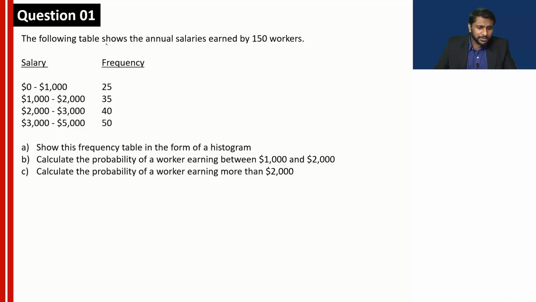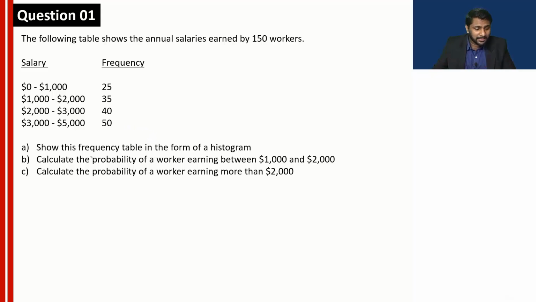The following table shows the annual salaries earned by 150 workers or employees. I have given you the salaries and the frequencies. Show this frequency table in the form of a histogram. So this is what kind of frequency table? You have classes, you have ranges. So this is a continuous frequency table.